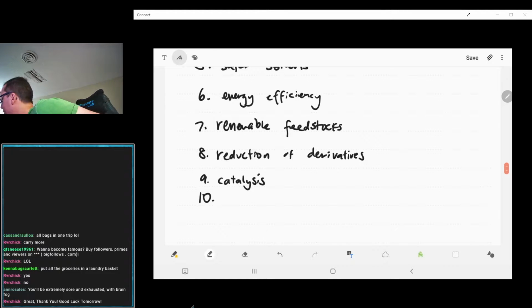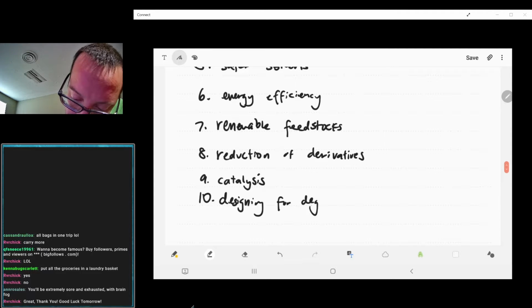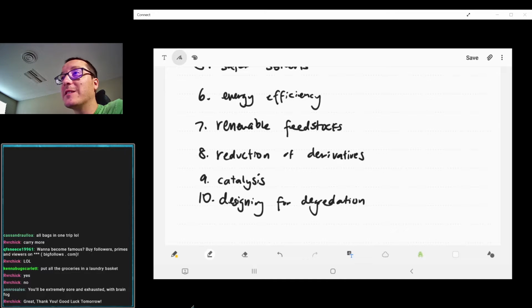Where are we now? Designing for degradation. So if your byproducts are going to end up in the environment anyway, if you can design them such that they will degrade more easily, that again will prevent the accumulation of waste. So having things that can be broken down by the environment is ideal.